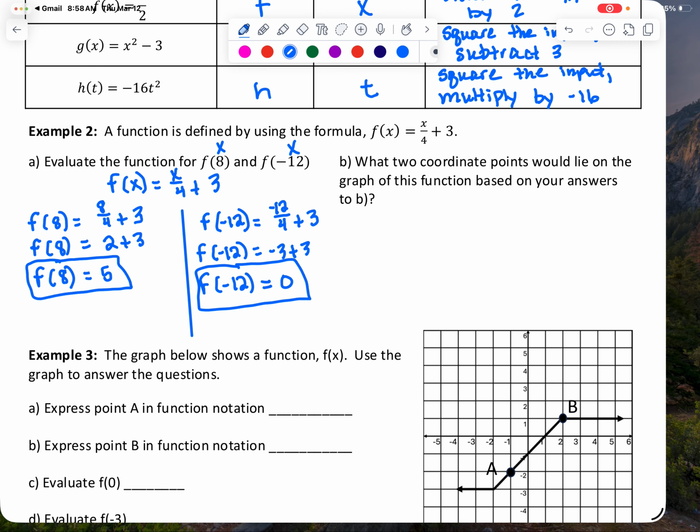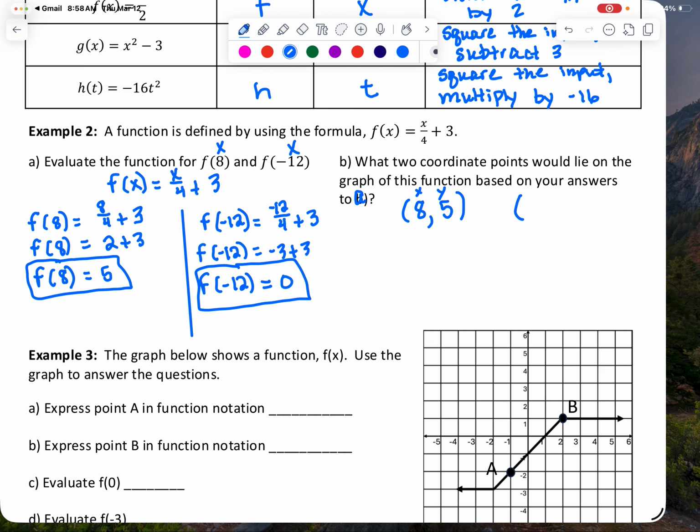All right, part B. What two coordinate points would lie on the graph of this function based on your answers to part A? So let's look at our first function. We have f of 8 is equal to 5. So when your input is 8, in other words, when your x value is 8, your output value is 5. So my first point that would be on the graph of the function is (8, 5).